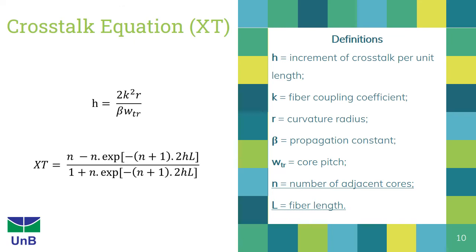After that we have the R, which is the curvature ratio, then the beta, which is the propagation constant, and the W, which is the core pitch. So these values are fixed and defined in the fiber fabrication, and so the H value is fixed. On the crosstalk equation itself, we have 2 important constants, which are N and L, and these values are not fixed because they depend on the route.